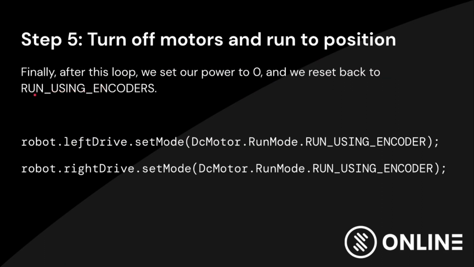And in step 5, after this loop, we're going to set our power to 0, and we reset back to run using encoders. Robot.leftDrive.setMode, and then we're going to reset back to this. This basically tells it to stop.